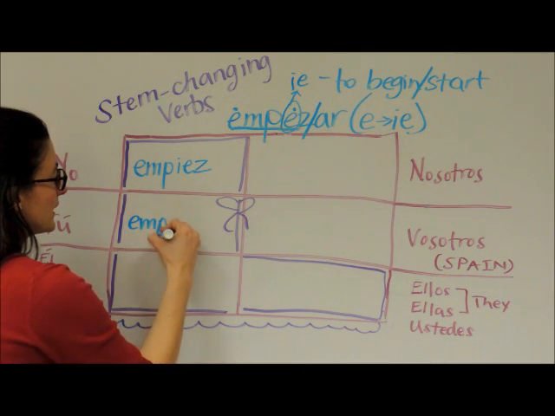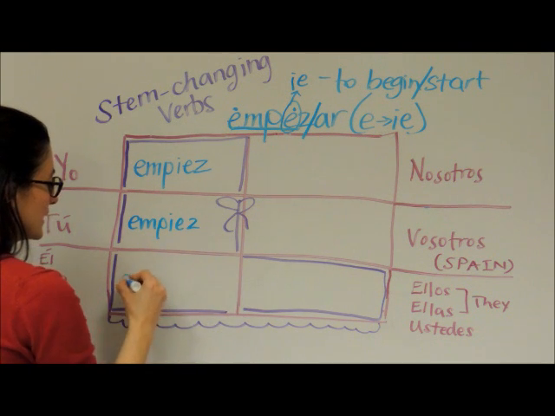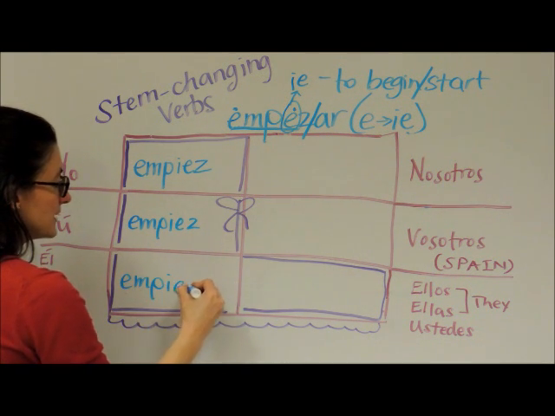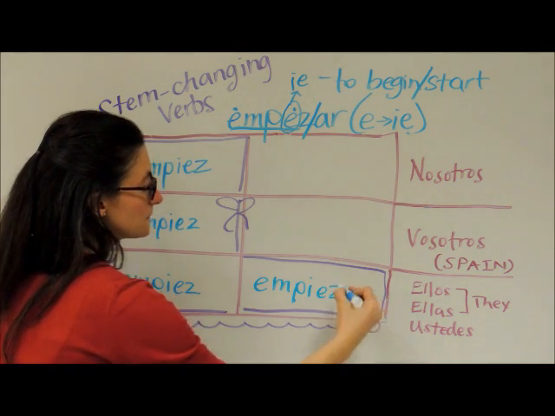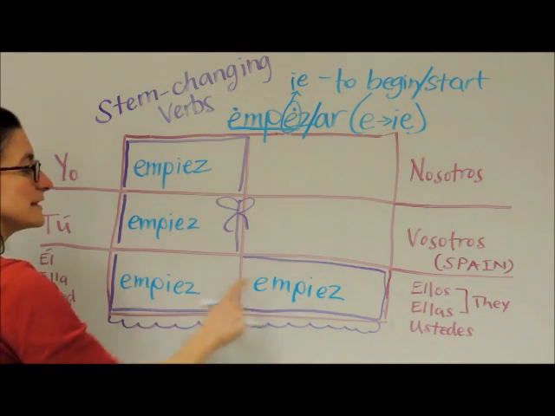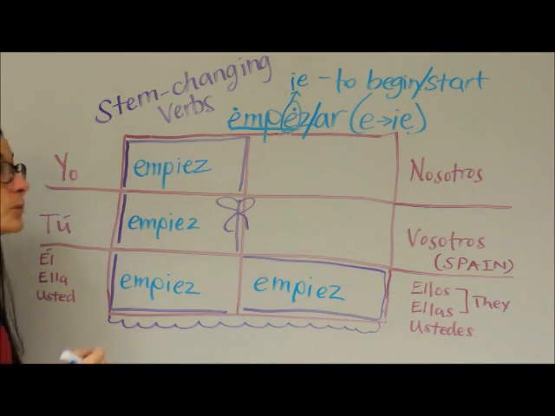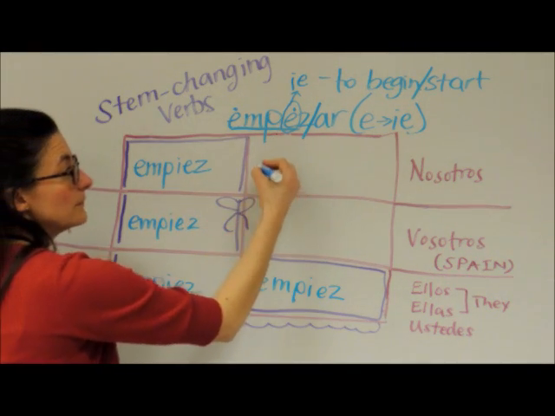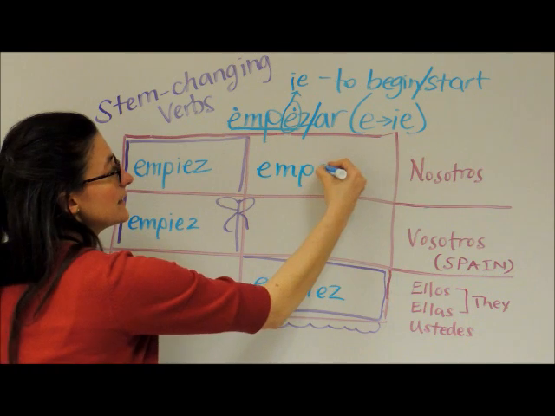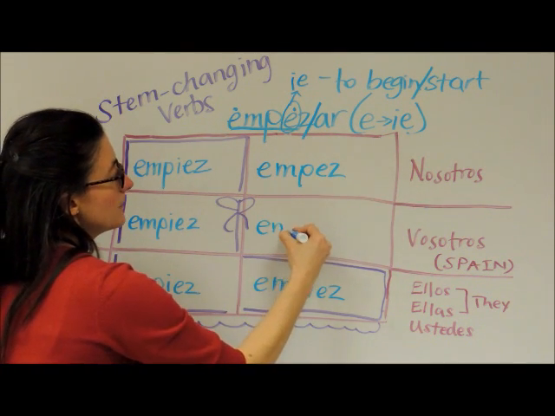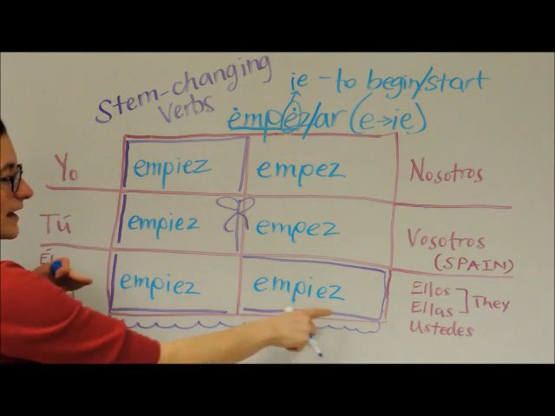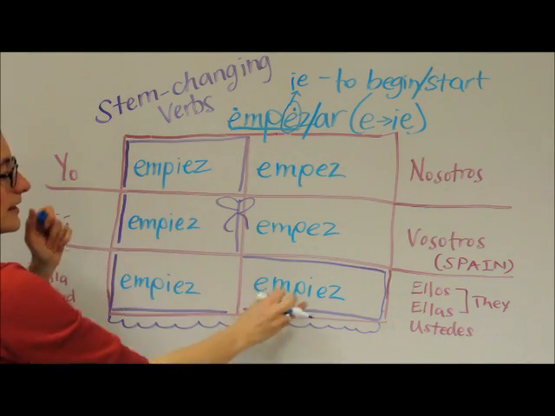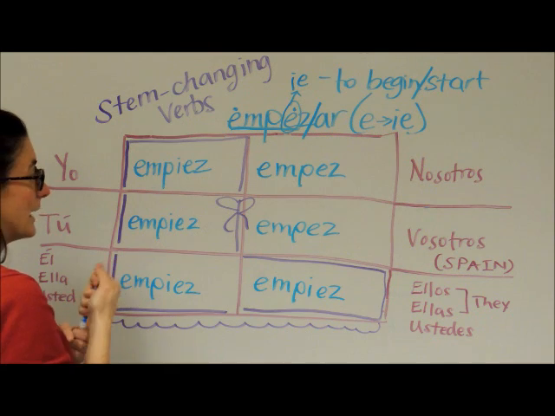E-M-P-I-E-Z, E-M-P-I-E-Z, E-M-P-I-E-Z. In these boxes that are outside of the boot, we just keep the same old stem, E-M-P-E-Z, E-M-P-E-Z. So as you guys can see, it has that boot shape, and that's where the stem change happens.